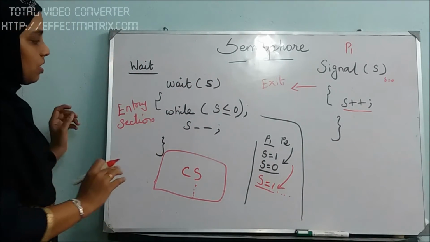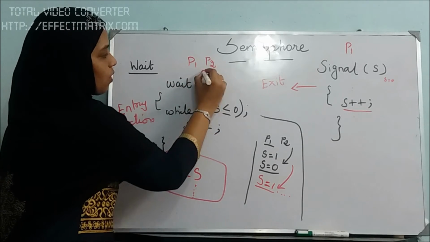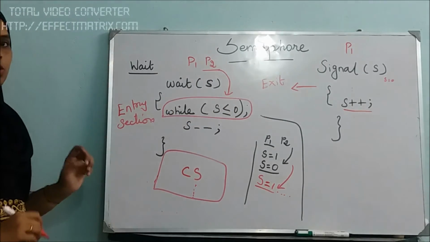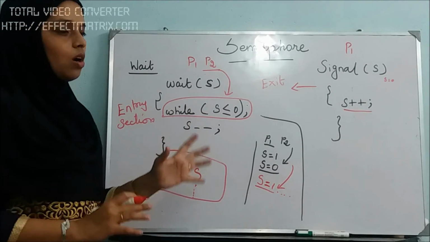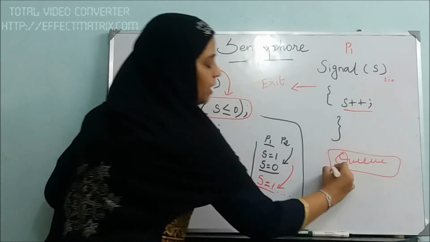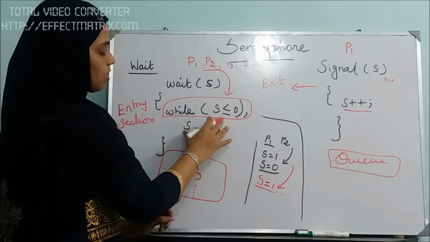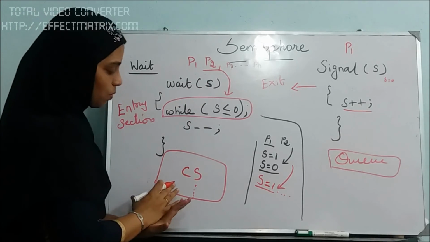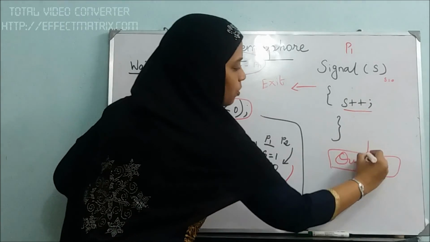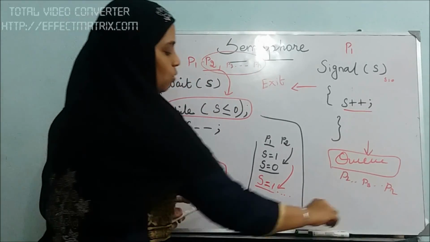Now the main condition is that P1 and P2 both want to execute the critical section. P2 is not allowed into the critical section, so it is trapped by the loop. These waiting processes are kept in a queue. We maintain a queue, and processes P1, P2, P3 up to Pn come to execute the critical section. But P1 is already executing, so the waiting processes P2, P3, Pn are placed in the queue. That is done by the two main operations.